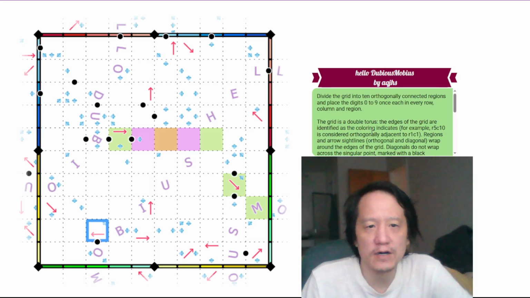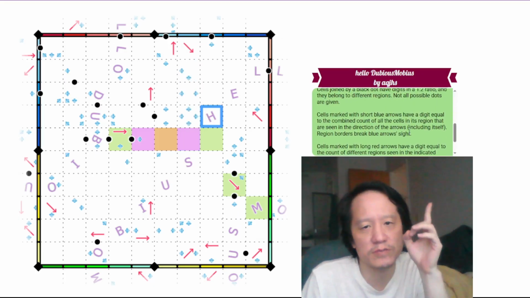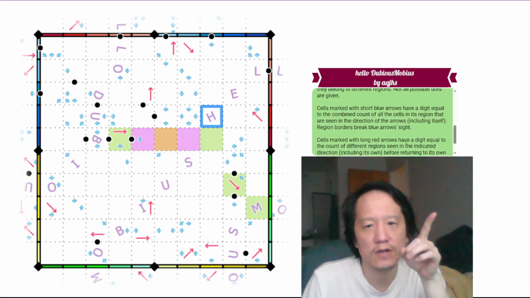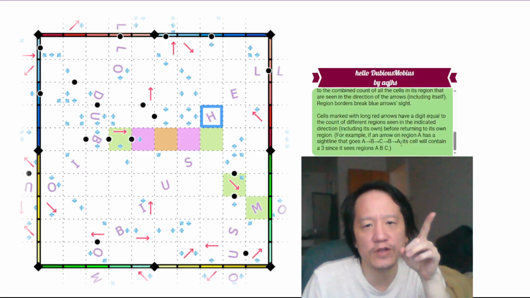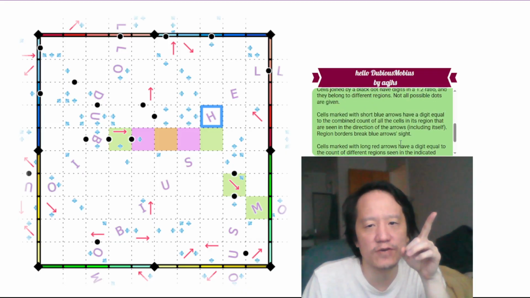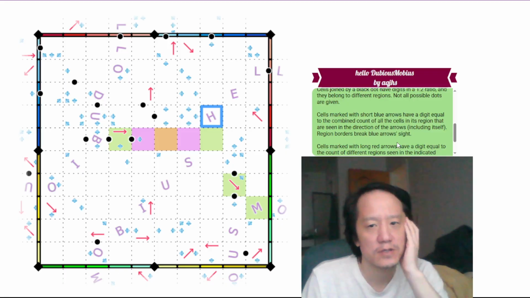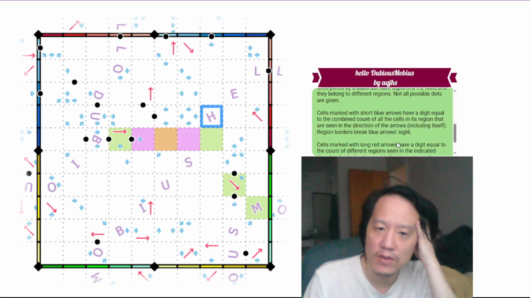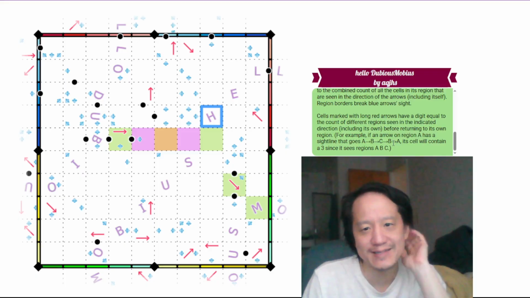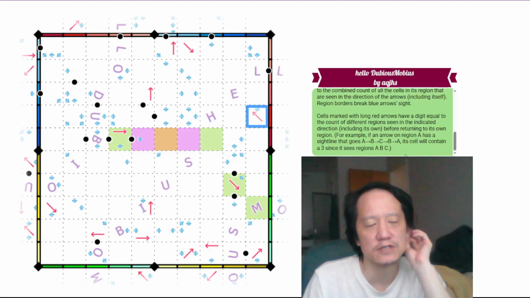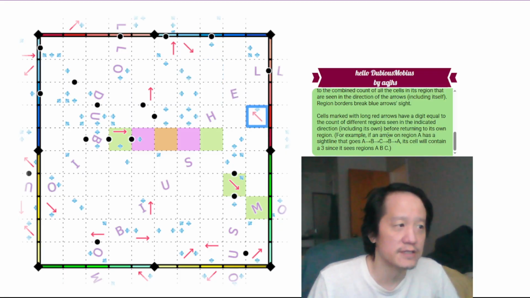If you like to play along, oh, that's interesting. Remember, these are the digits 0 through 9. But the blue arrows basically always include itself for the number of combined counts of all cells in the region seen in the direction of the arrows, including itself. And the red arrows must see itself because it must see its own region. So that must be at least 1, 2. So that's interesting. Anyways, as I said, these are all the rules.